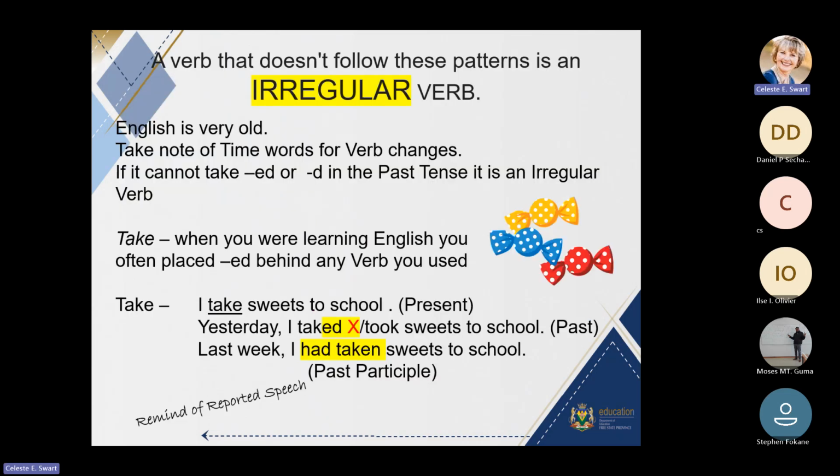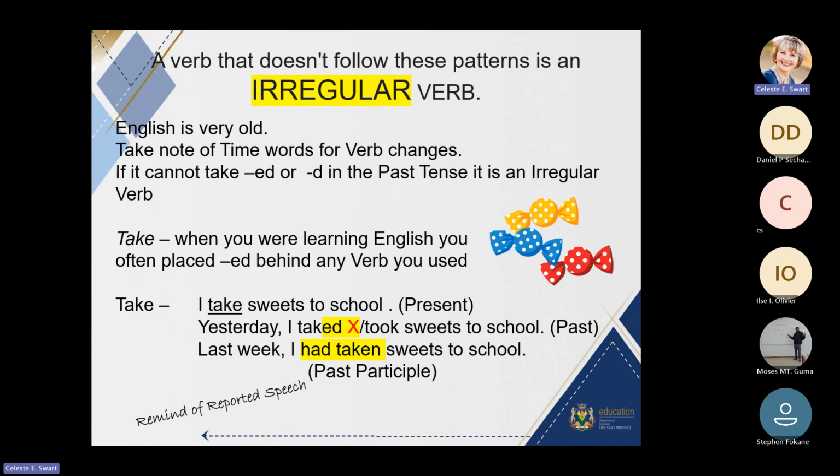Now, let's look at the irregular verbs. This is a verb that doesn't follow the simple pattern of just adding an ed or a d. And part of this challenge is because English is a very old language. So the older things land up pretty irregular, and most of the newer words take ed. But you need to also be aware of the time words for the verbs to change. Now, if it cannot take an ed or d in the past tense, then it becomes irregular.